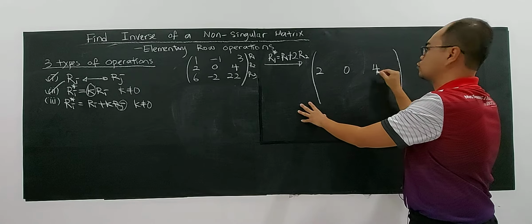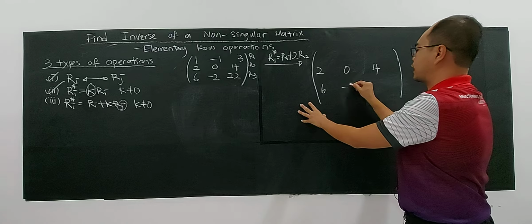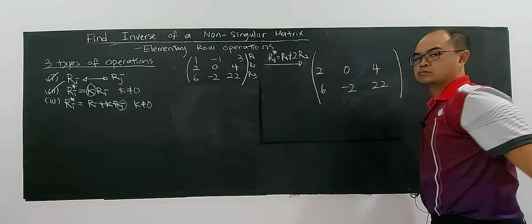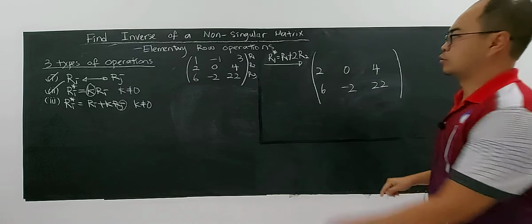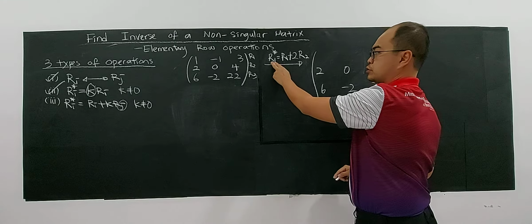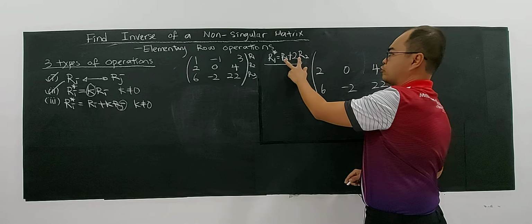So you write back 2, 0, 4, 6, negative 2, 22. Alright? 6, negative 2, 22, 2, 0, 4. So only row 1 is changed. Right? Row 1 is changed. So you have to follow this formula.